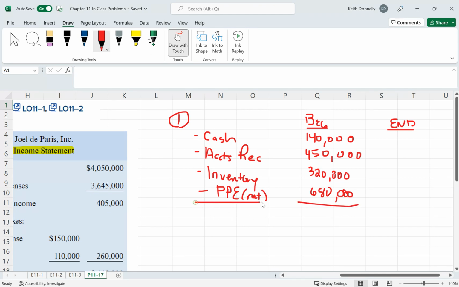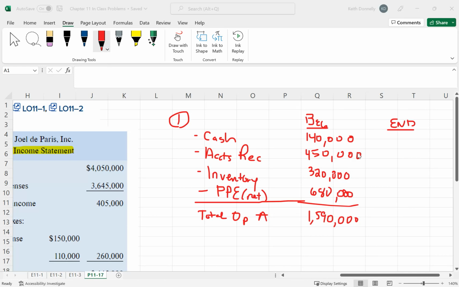Right, so the idea is with those, when we add them up, we're going to have our total operating assets in the beginning of the year of 1,590,000.